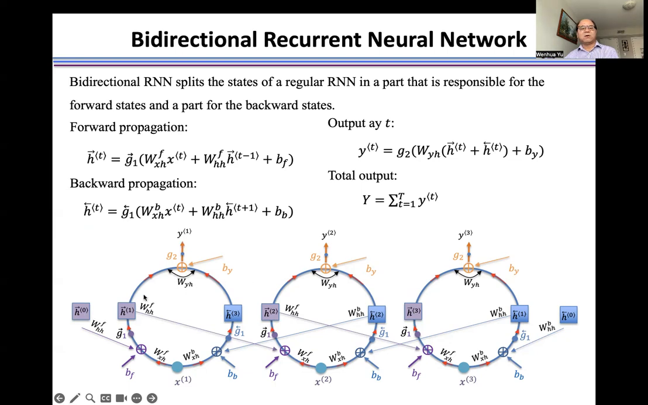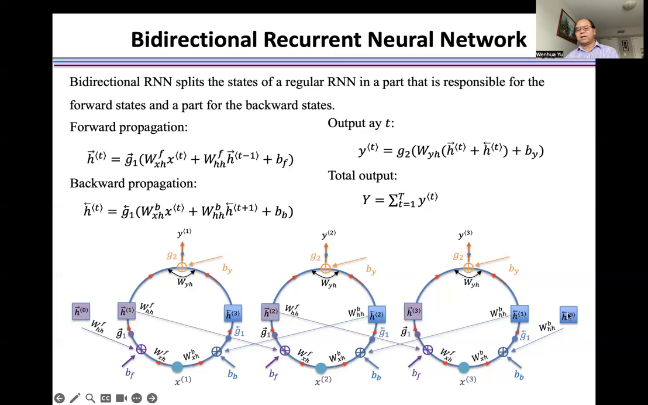First, we see how we can update the forward hidden state here. This is the forward hidden state nonlinear activation function. We just use the previous hidden state and the current input plus the bias together as the input to the nonlinear activation function. And then we generate this forward hidden state.